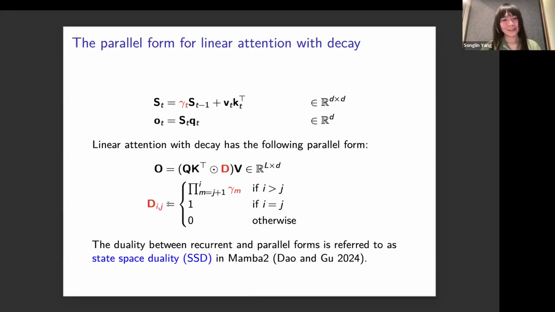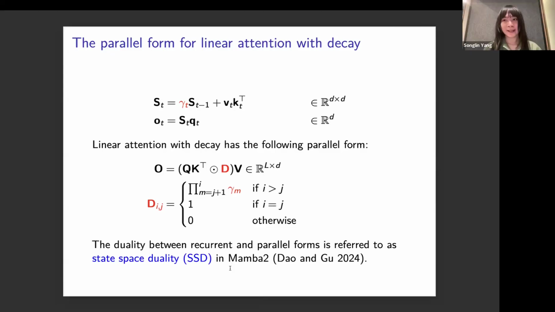And so for Dij, it requires encoding the cumulative product from the j plus 1 position up to the i position. These two forms are equivalent to each other mathematically. And this duality, or the equivalence, was referred to as state space duality in the Mamba-2 paper. Is this the same thing you were using in the first section for the parallel and recurrent form?